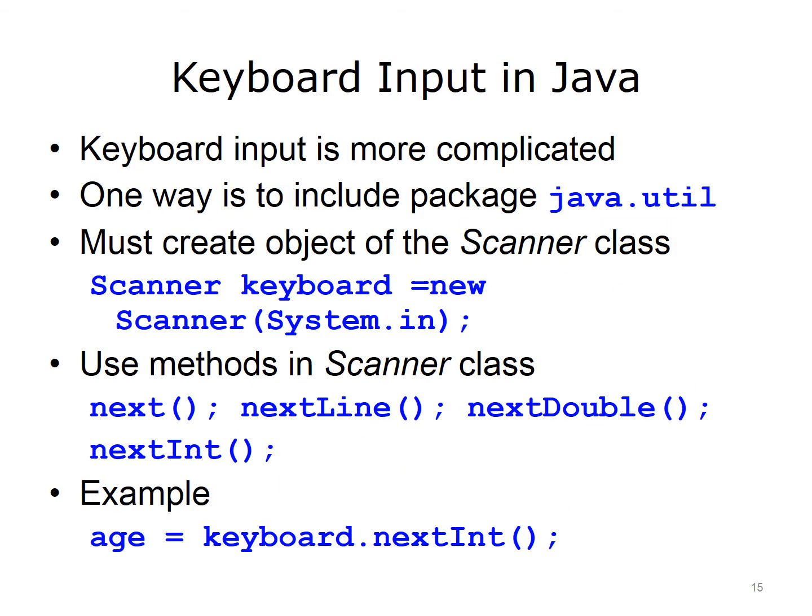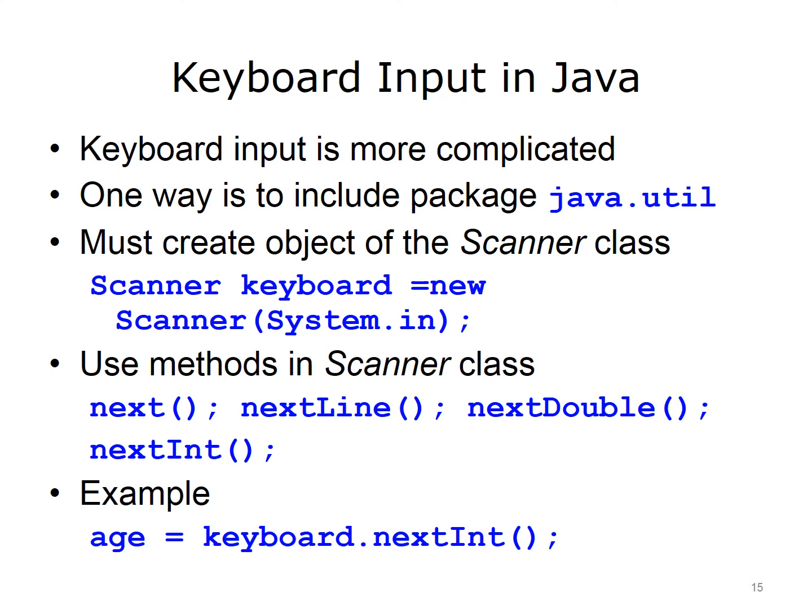Getting input from the keyboard in Java is more complicated than writing screen output. There are several ways to do it. The one shown here requires the java.util package. Packages in Java are libraries of code that provide special functionality. In this case, the package is predefined within Java itself, but is not automatically included in programs, as is System.out.